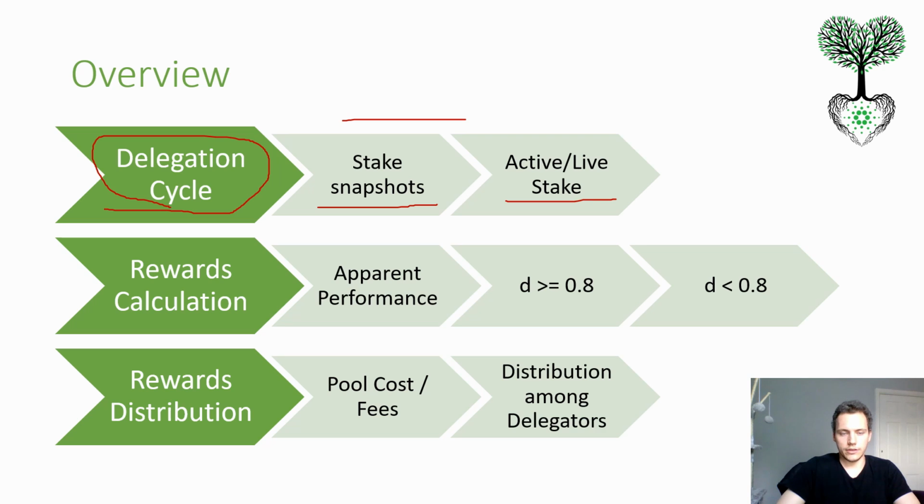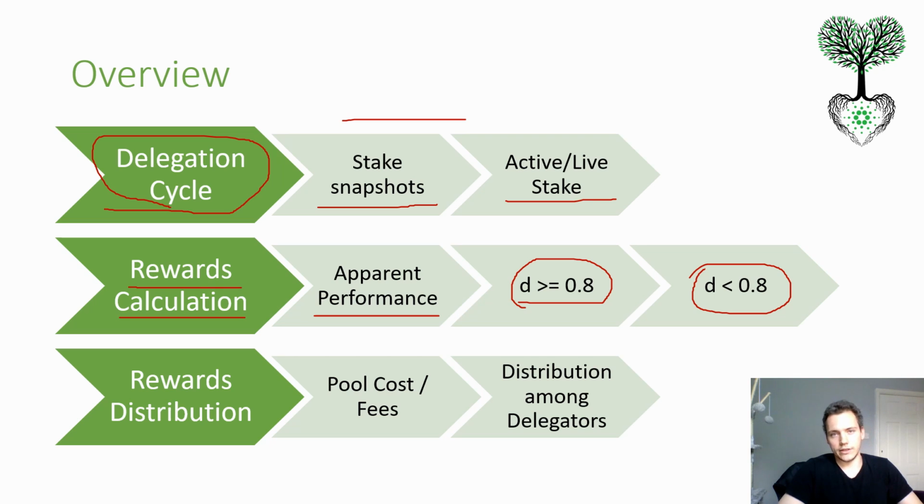Then the rewards calculation. That's going to be the complex part of the system, and in there we're going to talk about apparent pool performance, as well as the two scenarios where the centralization factor is higher or equal than 0.8, and when it is lower than 0.8, as that has a significant impact on the protocol because of the way it's set up.